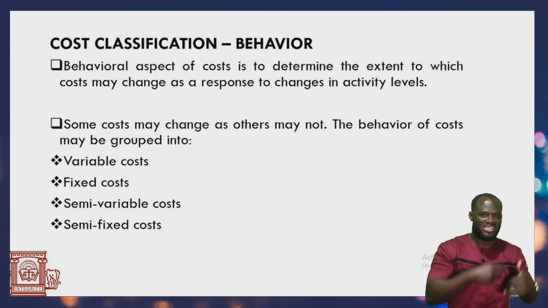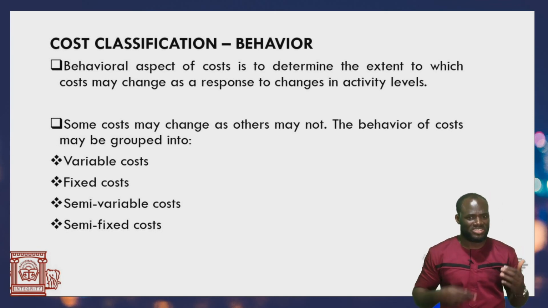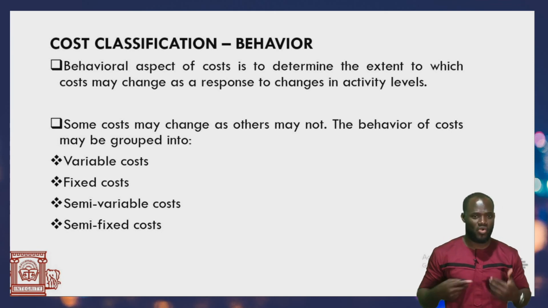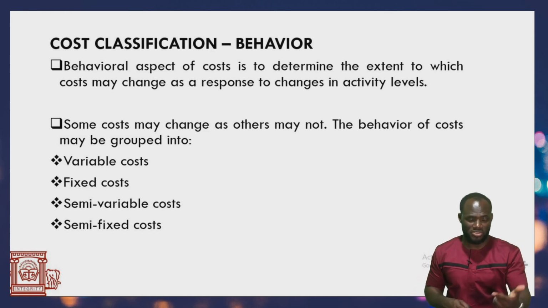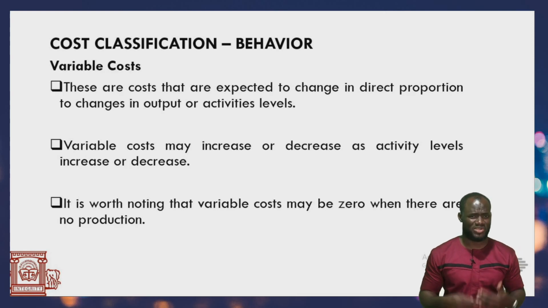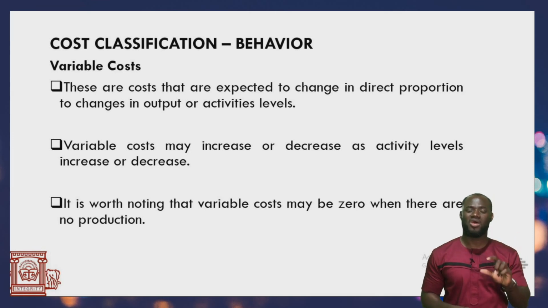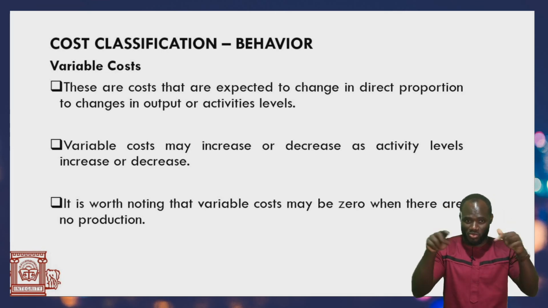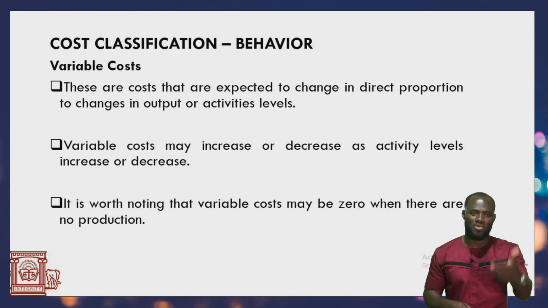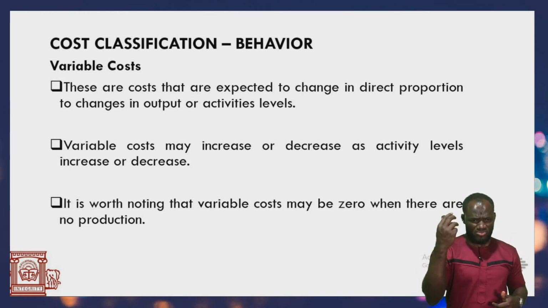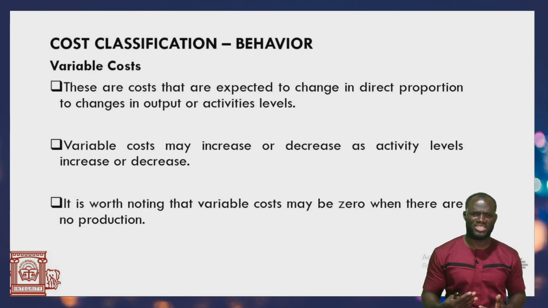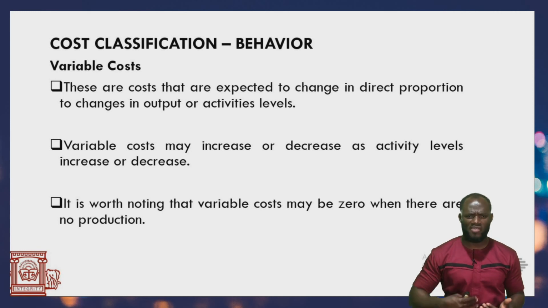Some of the costs may change and others may not change. So in terms of the changing or non-changing behavior of cost, we can look at it in terms of variable cost, fixed cost, semi-variable cost, and semi-fixed cost. Right, now, let's take a look at each of these cost behaviors. Variable cost here means, as the name represents, variable is changeable. So all variable costs are subject to change when activity levels change. All variable costs are subject to change when your decisions also change.